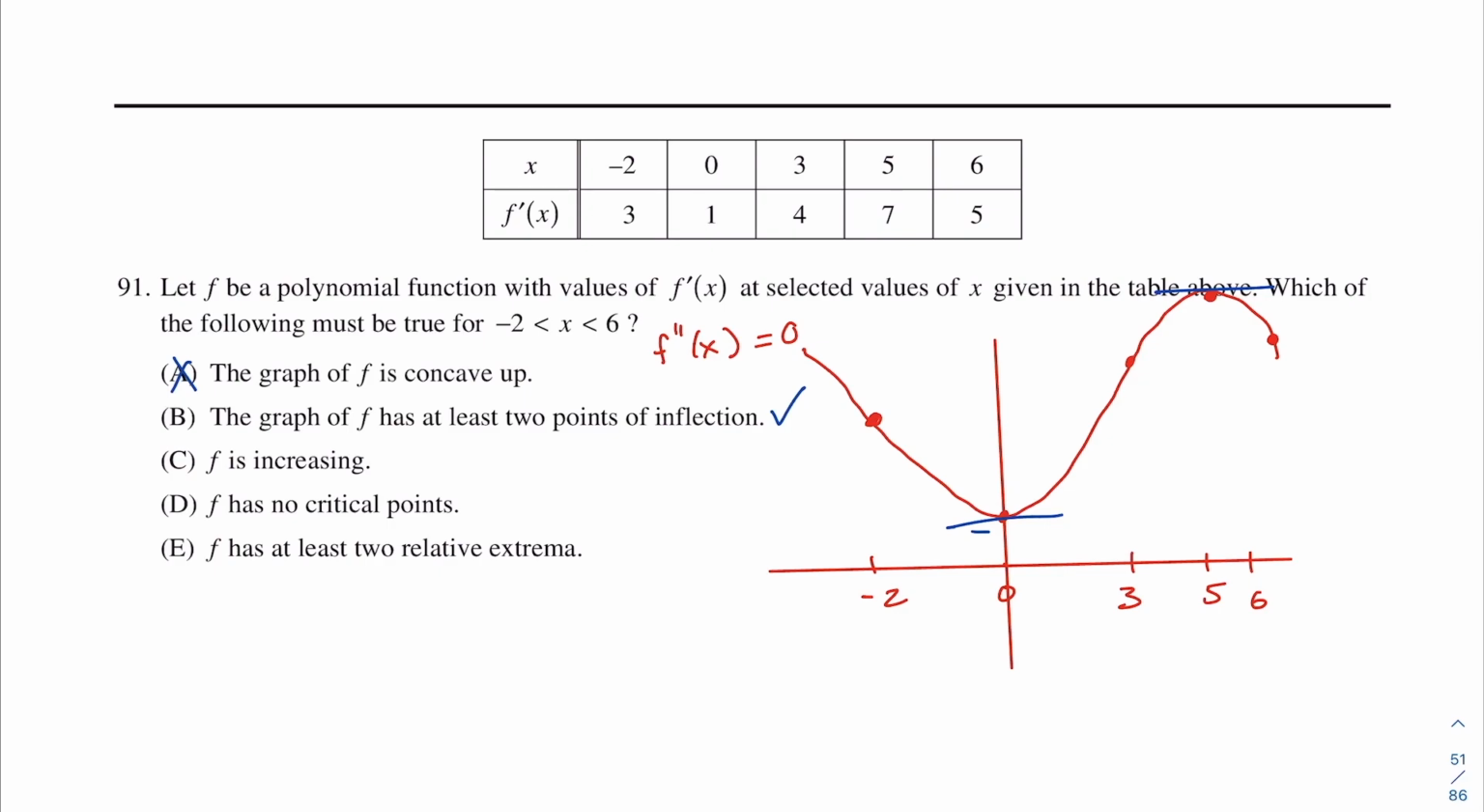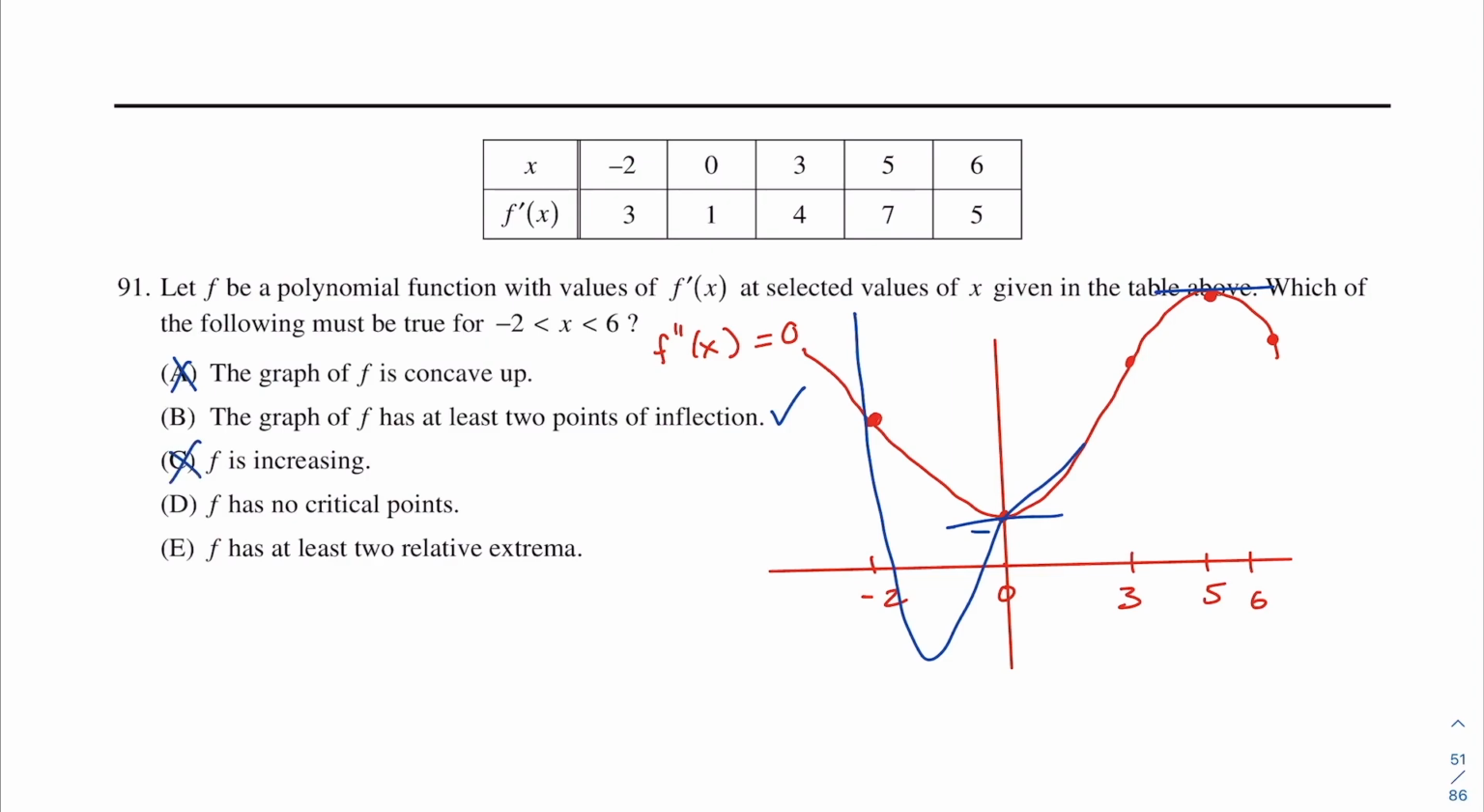C, f is increasing. Well, this is also not guaranteed to be true, because like I mentioned, this graph could look something like this, and that means that in this region we have negative slope, so it's not increasing. So we can't say for certain that f is increasing.